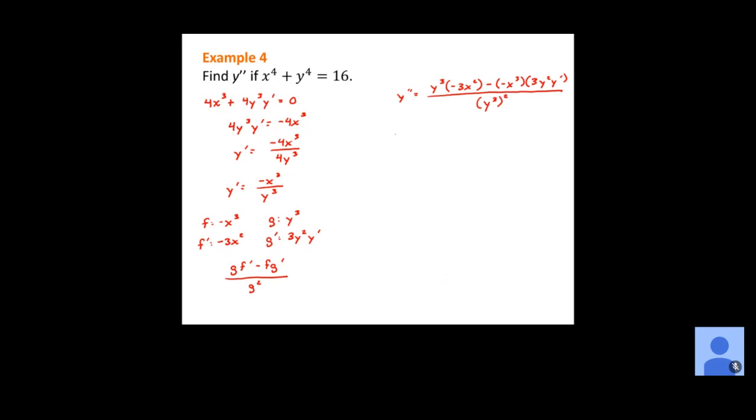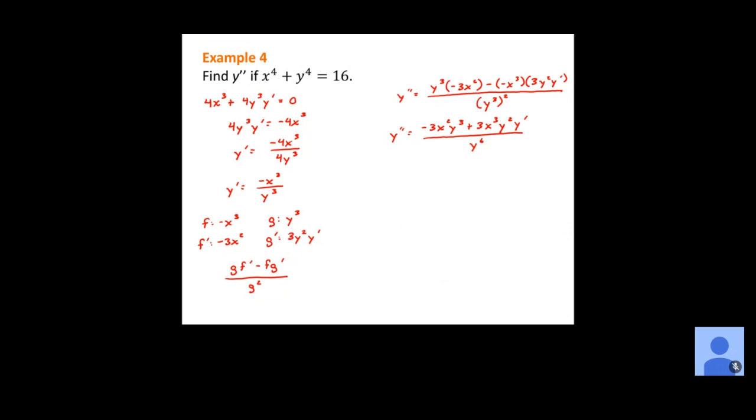Now, let's go ahead and simplify what we can in our numerator. So this is just going to give us a negative 3x squared y cubed for that first term. Double negative becomes a positive here. So this is plus 3x cubed y squared y prime all over. And in this case, we can go ahead and write that as y to the 6th. Right, that's easy enough to simplify.